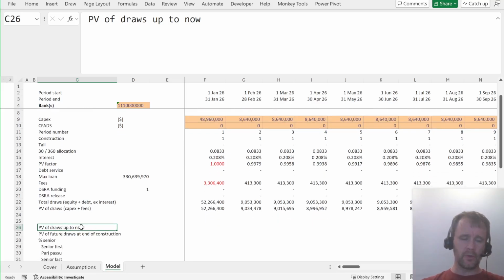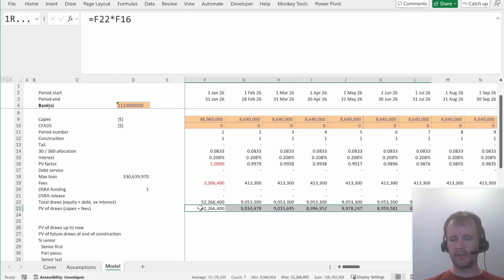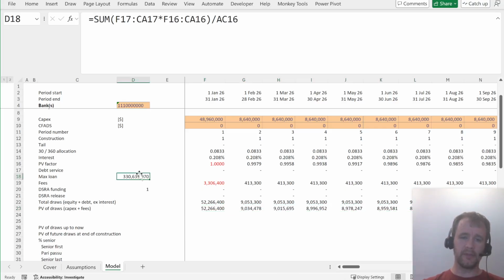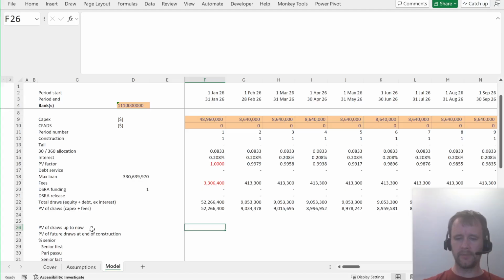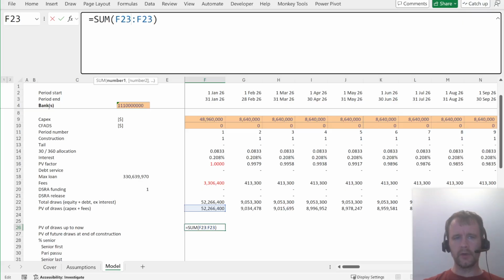So what I'm interested in is, senior first basically means we're going to be accumulating these until we get to these many dollars, and then we have to stop, and everything after that has to be funded by equity. So I'm interested in the present value of the draws up to now, and that's going to be the sum of this. So I selected F3, then put the semicolon, and that made it into the range F23 to F23. Then I'm just going to lock that.